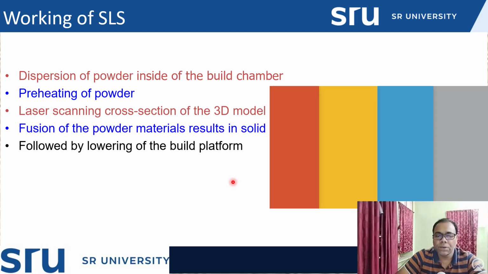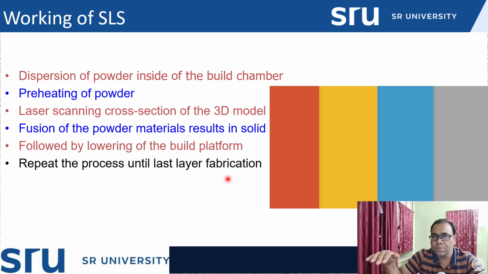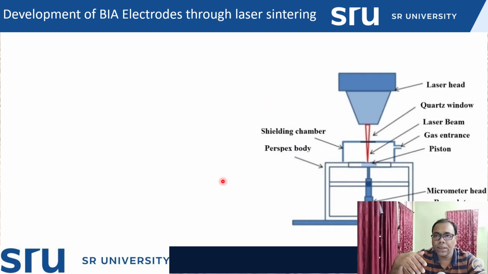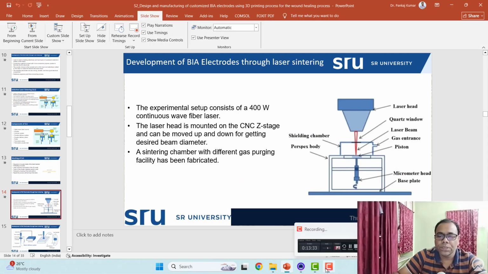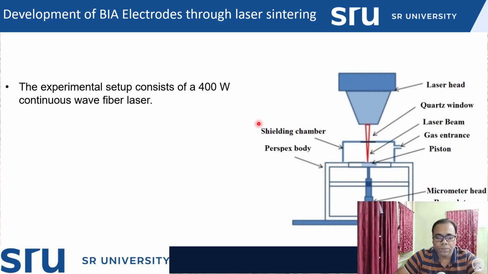Similarly, once one layer is built, you have to reduce the build platform down by one layer thickness. So a new layer of powder will be spread on the already built layers. This process will be repeated until the last layer is printed. So this is the kind of process one can follow.